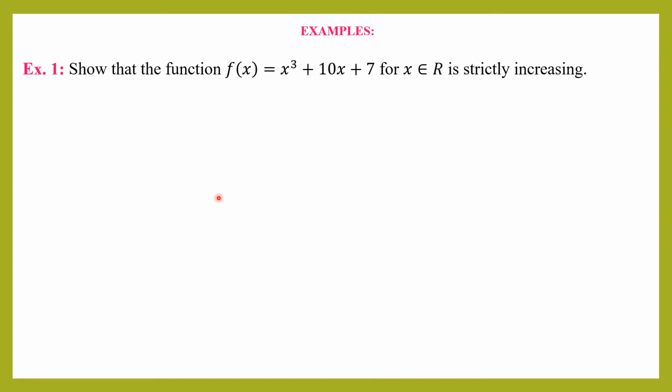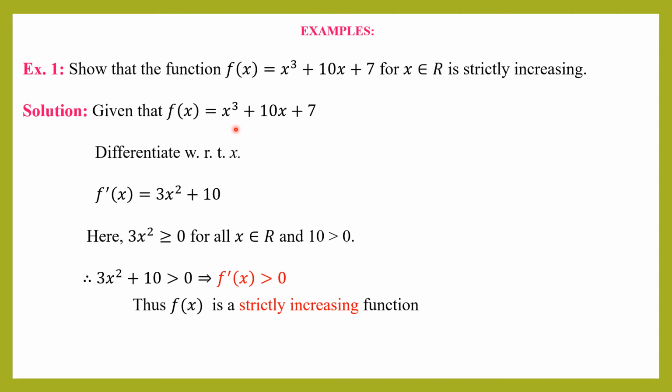Examples. Example number one. Show that the function f of x equals x cube plus 10x plus 7 for x belongs to R is strictly increasing. Here we have to show that the function is strictly increasing, meaning its derivative is greater than 0.